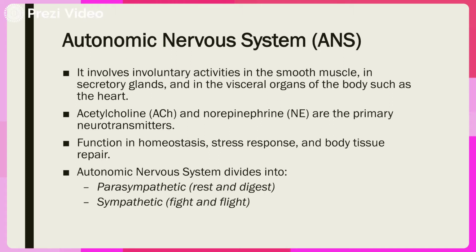And then the visceral organs, such as the heart: you start getting your heart rate up. Like I said, it's just a physiological reaction. It is involuntary, but it usually happens because you're under stress or going through something. Acetylcholine and norepinephrine are the primary neurotransmitters for the autonomic nervous system. The function of the autonomic system is to create homeostasis, help us through the stress response, meaning helping us calm down or start freaking out depending on the reaction, and then repair the body.